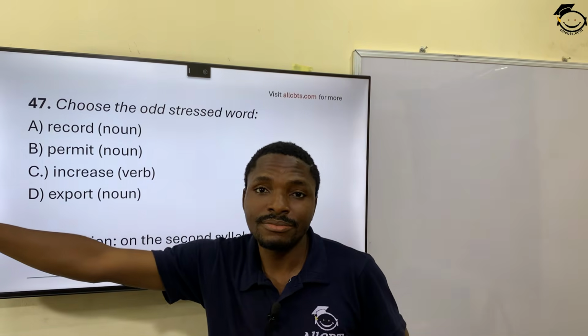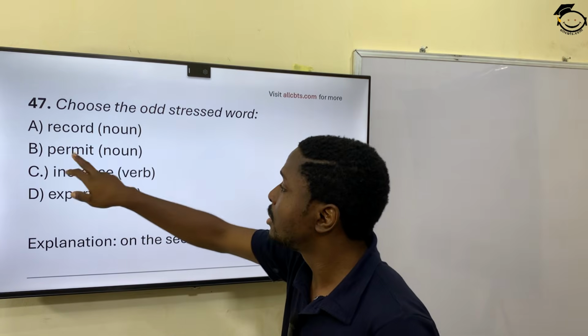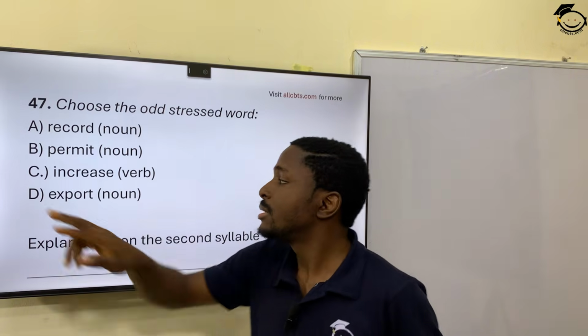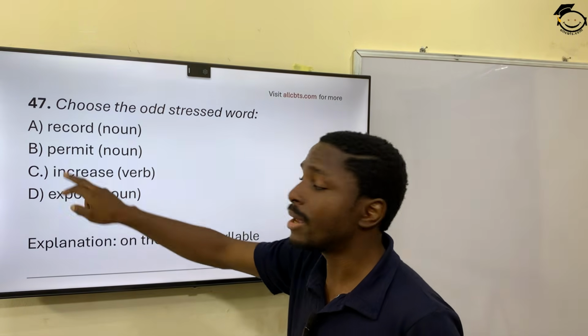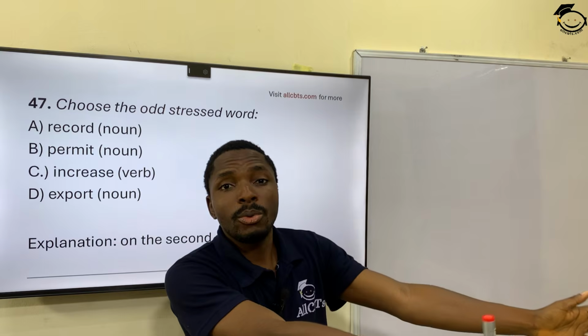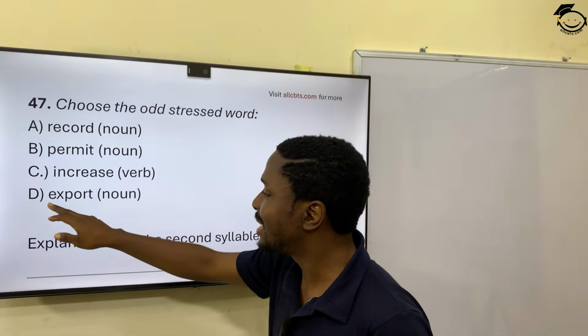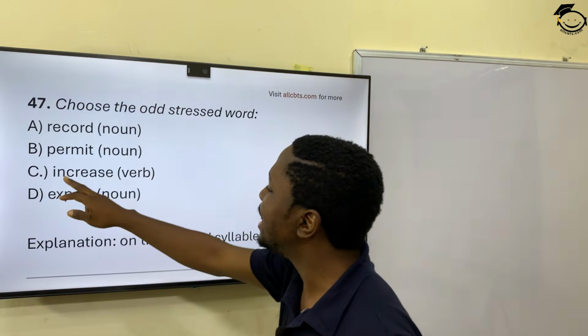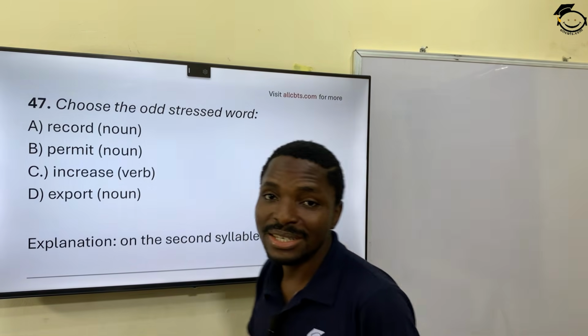Record. This is my record. Where's your shop permit? Permit. So, it has it on the first syllable. These are my exports. Has it on the first syllable. Beautiful. Beautiful. So, only increase has it on the second syllable.